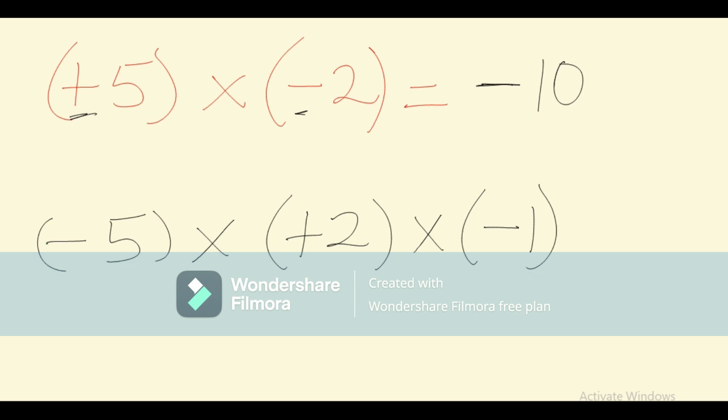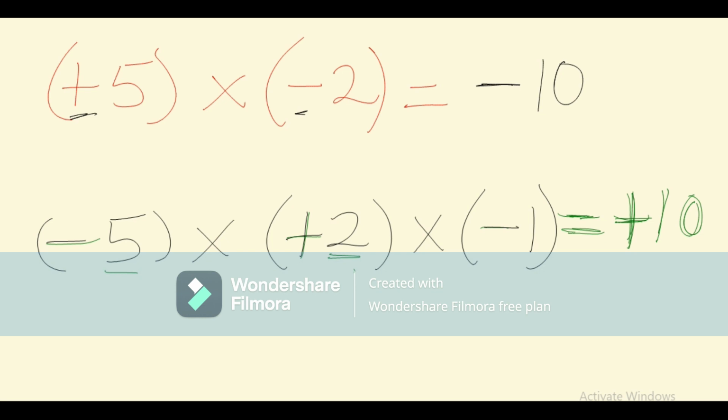You have negative multiplying positive, that gives us a negative. So when that negative now multiplies another negative, that gives us a positive. So the overall sign of the answer is positive. Then just multiply 5 by 2, that's 10. 10 times 1, that's 10. So we're going to have positive 10.